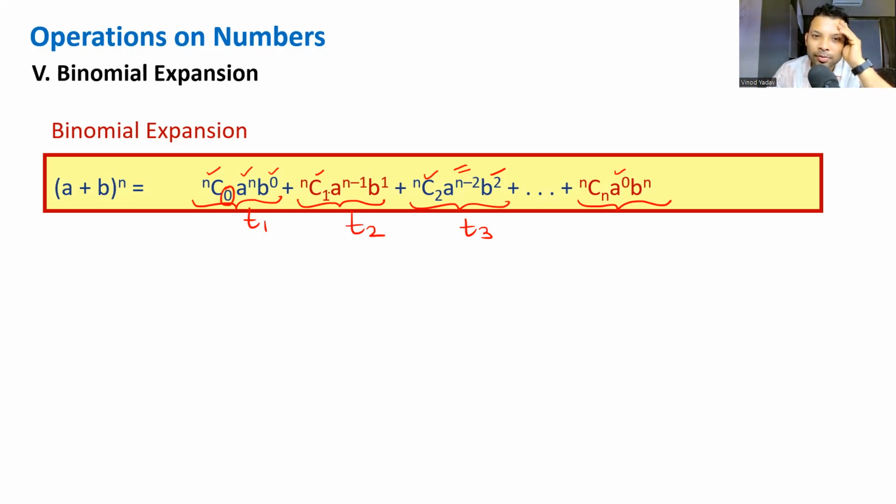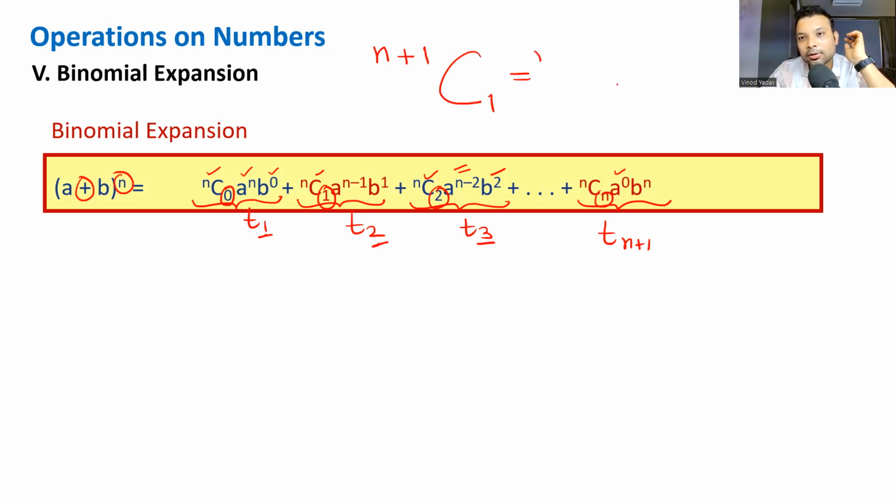Did you observe? NC1 pe T2 hua. Match nahi ho raha hai because start zero se ho raha hai. Two pe three hua. So of course at N, this is the N plus one term. Anyways, N objects to be distributed into two groups, so one partition will be needed, (N+1)C1 is nothing but N plus one only, right? So that is why you can also say there are N plus one terms.